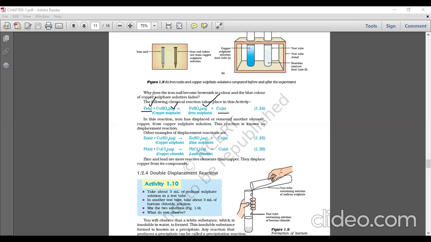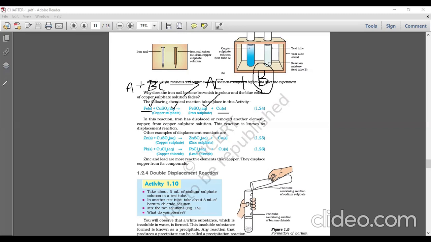If I write the same in a general form, A plus BC gives rise to AC plus B. So what happened? B is displaced. So we can consider that B is a less reactive element.